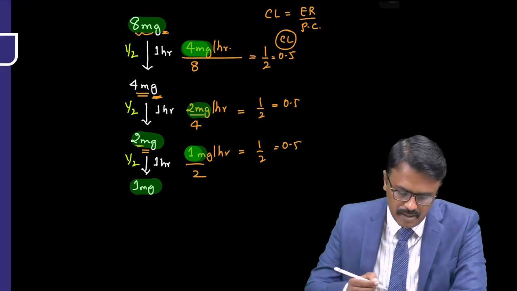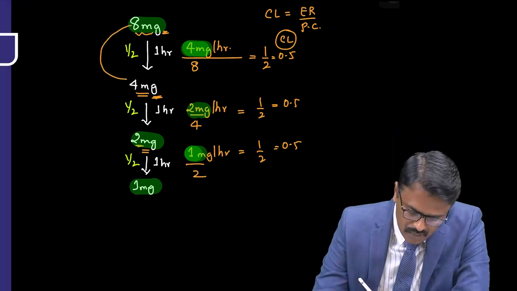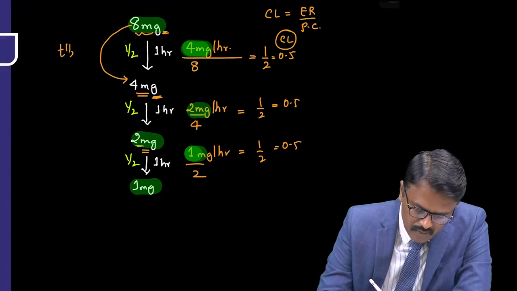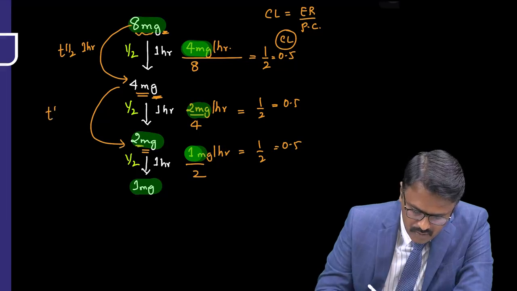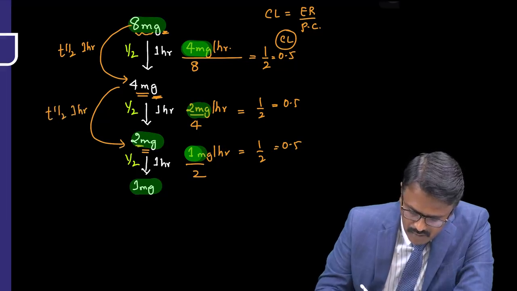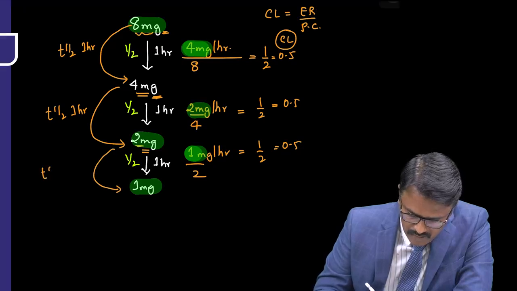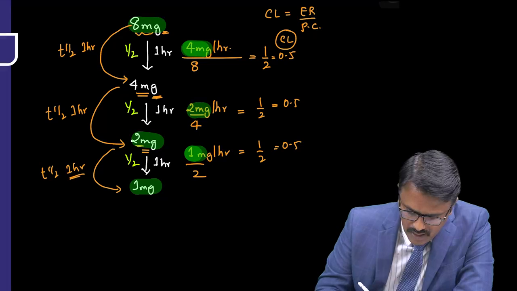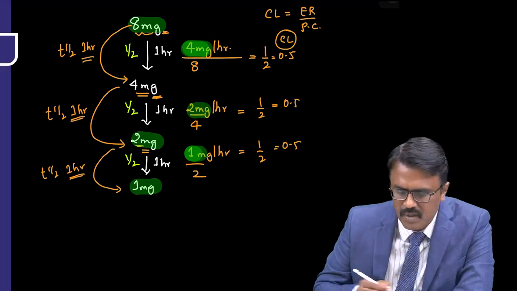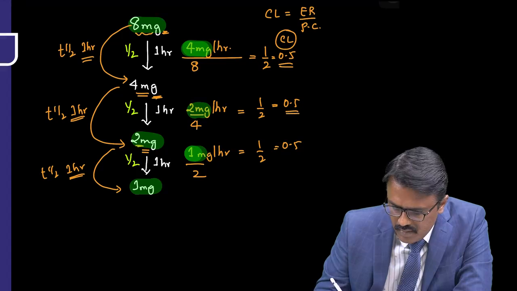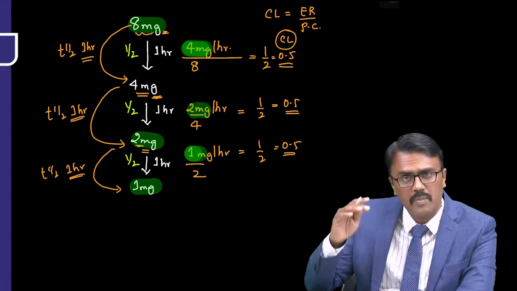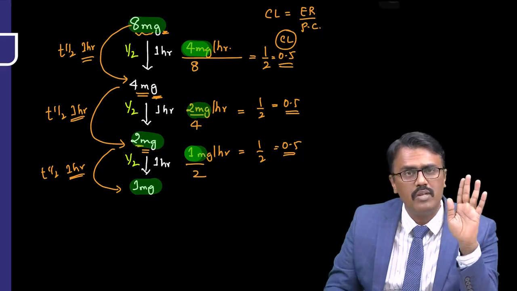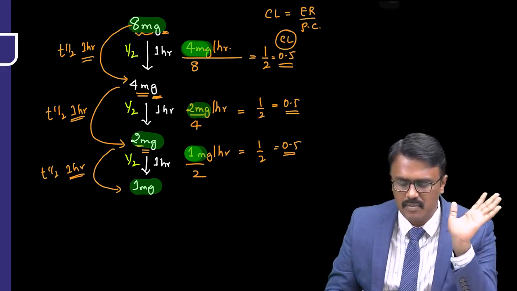What about the half-life, sir? From 8 to become 4, what is the half-life? 1 hour. From 4 to become 2, what is the half-life? 1 hour. And from 2 to 1, how much is the half-life? 1 hour. So what happens to the half-life? It is same. What happens to clearance? It is same. But what is variable is elimination rate. How variable? More the plasma concentration, more the elimination rate. So that's the example for it.